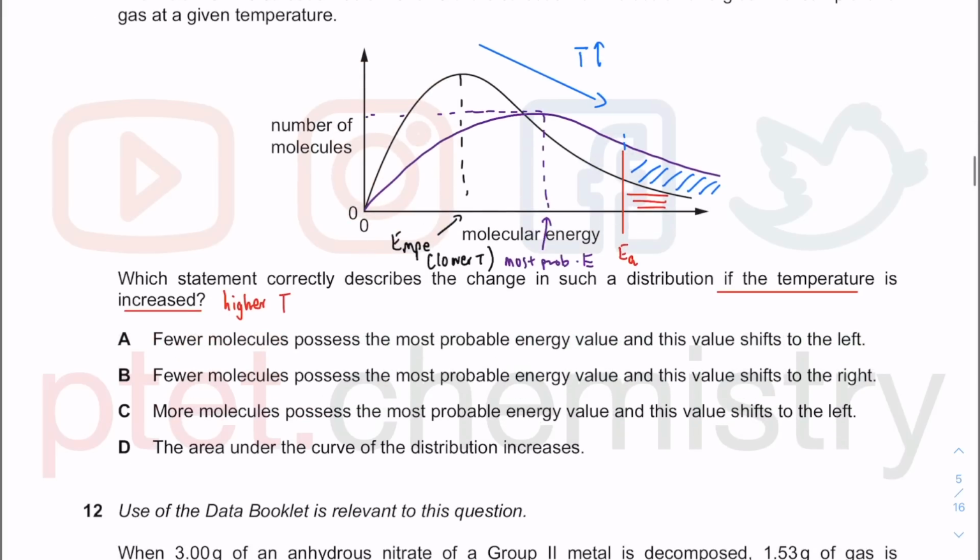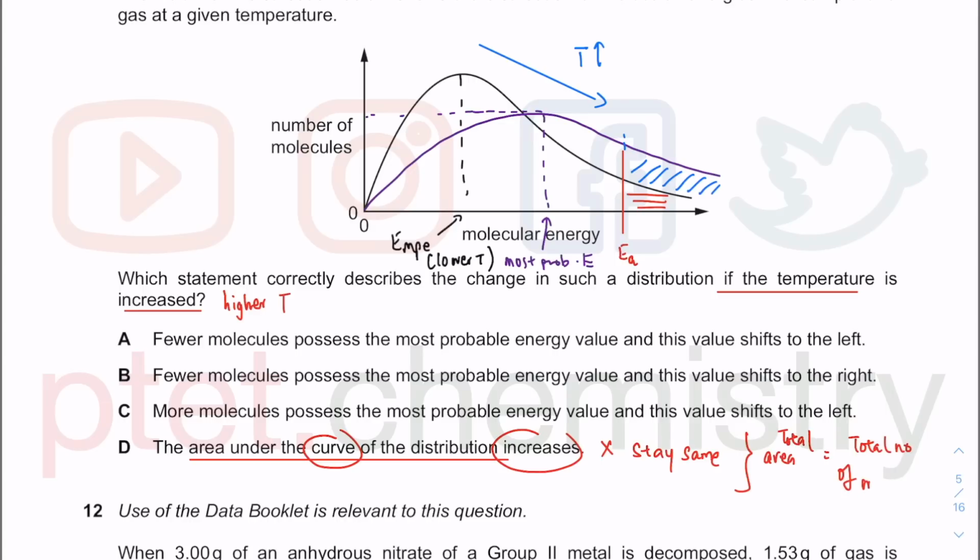Let's go to something else which you can understand easily. The area under the graph increases. No, it stays the same because this is under the curve. They don't say above or greater than EA. It just says the whole thing. That means the total area under the graph represents the total number of molecules. Just by changing temperature, you do not change the number of molecules. So D is wrong there.